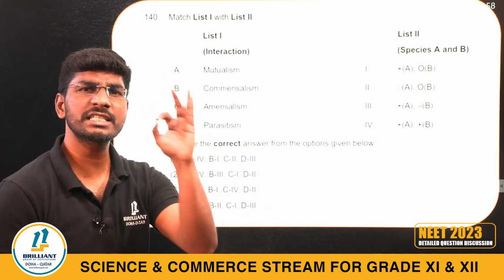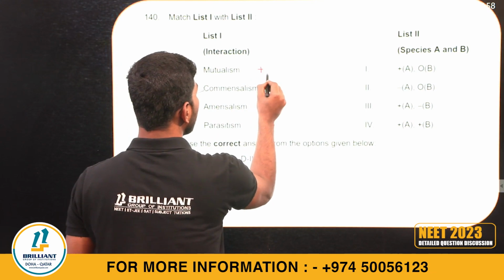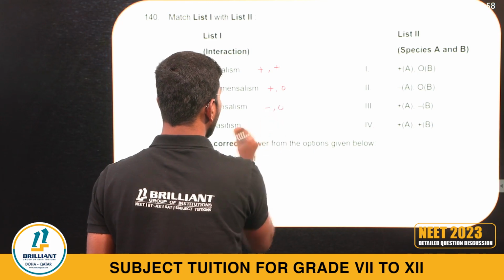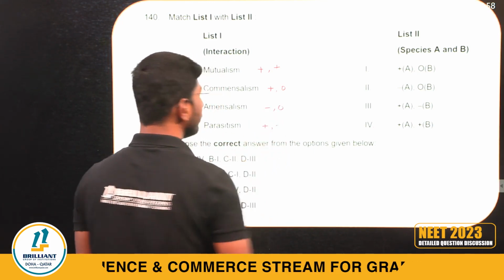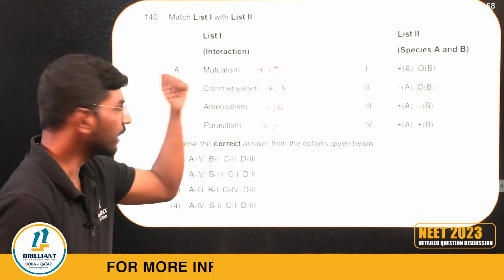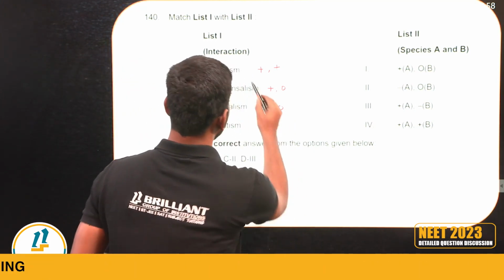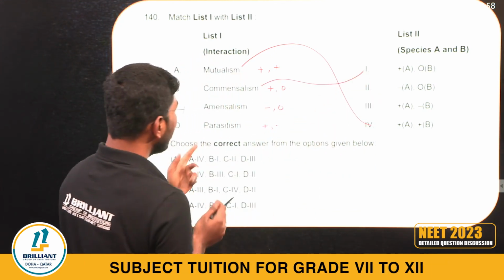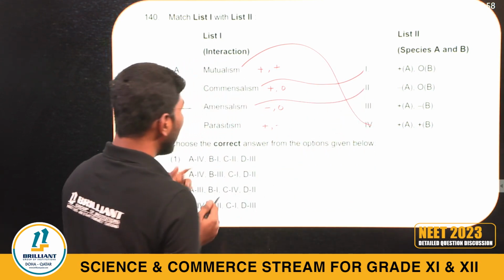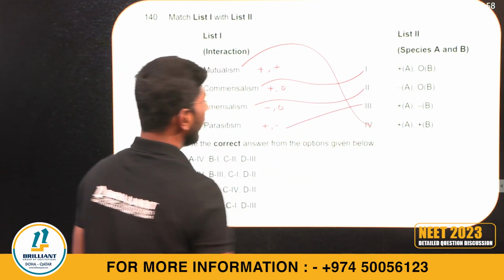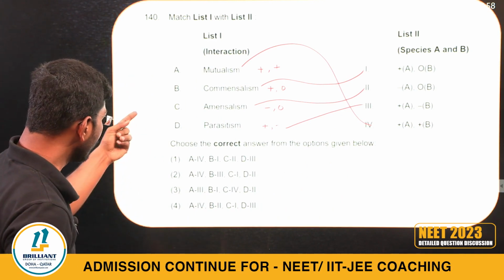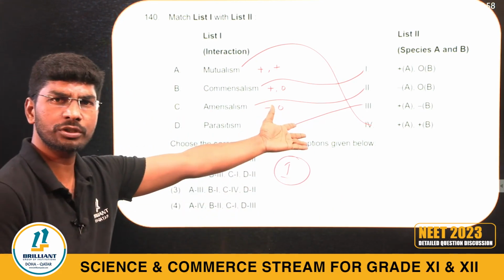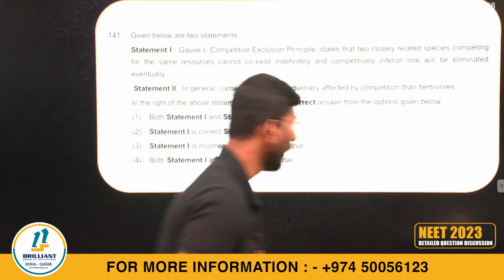Organism and population chapter, simple question. Mutualism plus plus, commensalism plus 0, amensalism minus 0, parasitism plus minus. We have done these population interactions. Tell me the right answer. Mutualism, where is plus plus? Mutualism is 4. Commensalism plus 0 is 1. Amensalism minus 0 is 2. Parasitism plus minus is 3. So 4 1 2 3, answer 1. Option 1. Very easy question from the organism and population chapter.